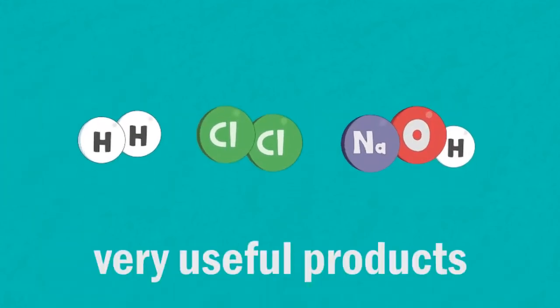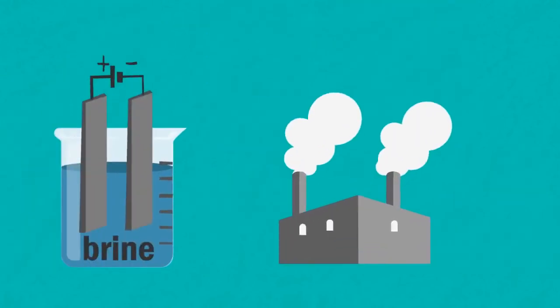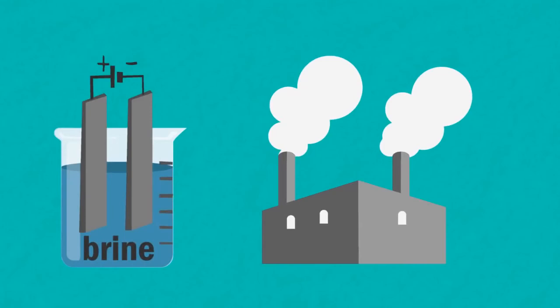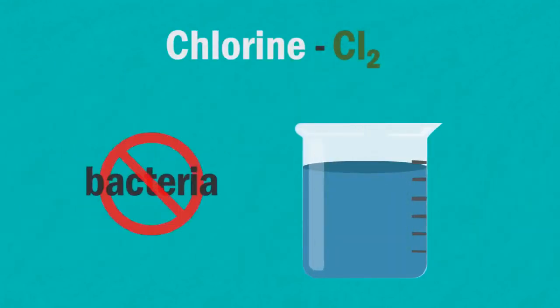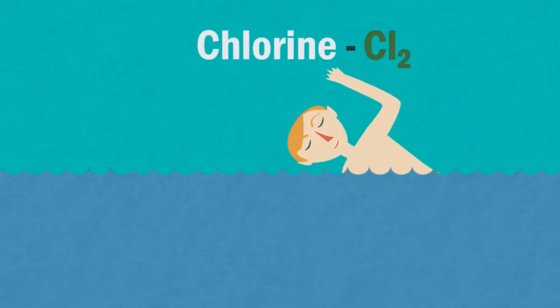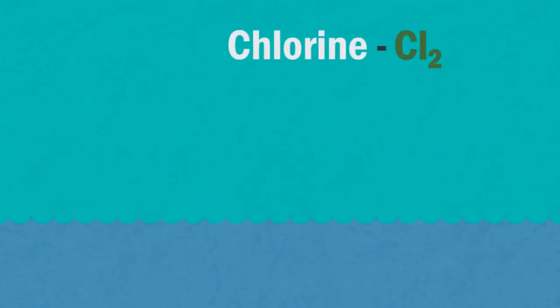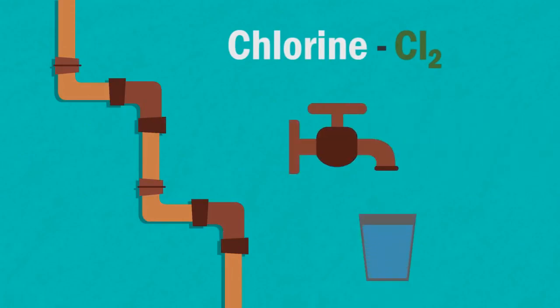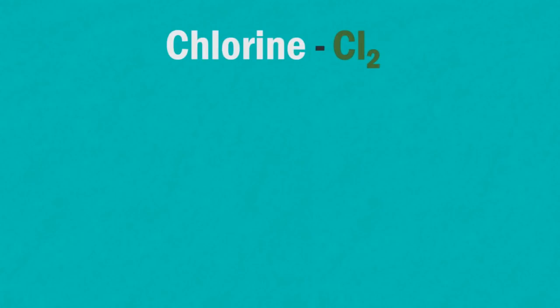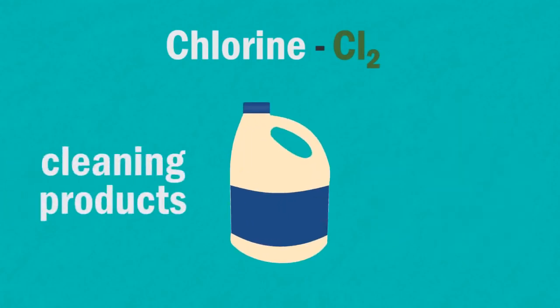These products are very useful, and the electrolysis of brine is done on a much larger industrial scale. Chlorine is used to kill bacteria, and it is soluble in water. If you've ever visited a public swimming pool, then you'll be familiar with the smell of chlorinated water, and it's also used to sterilise water in the mains water supply. What's more, chlorine is one of the main ingredients of bleach, which is used in a lot of cleaning products.